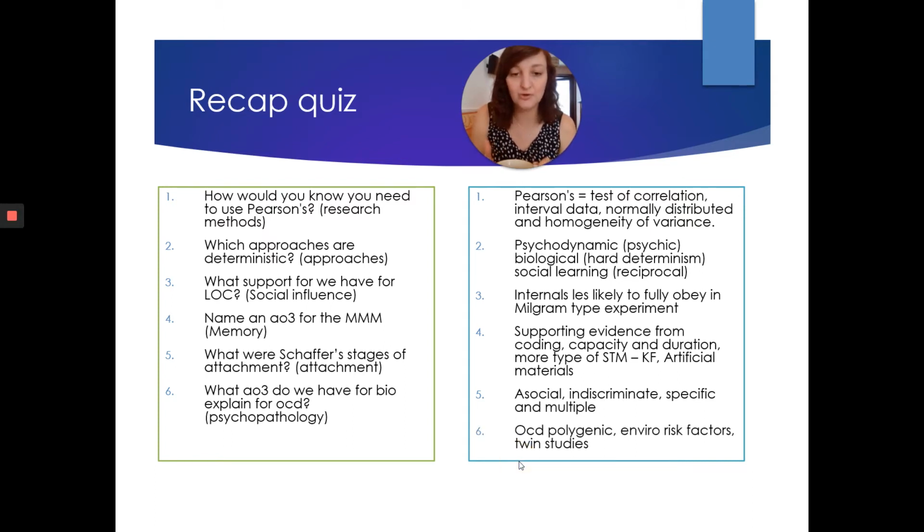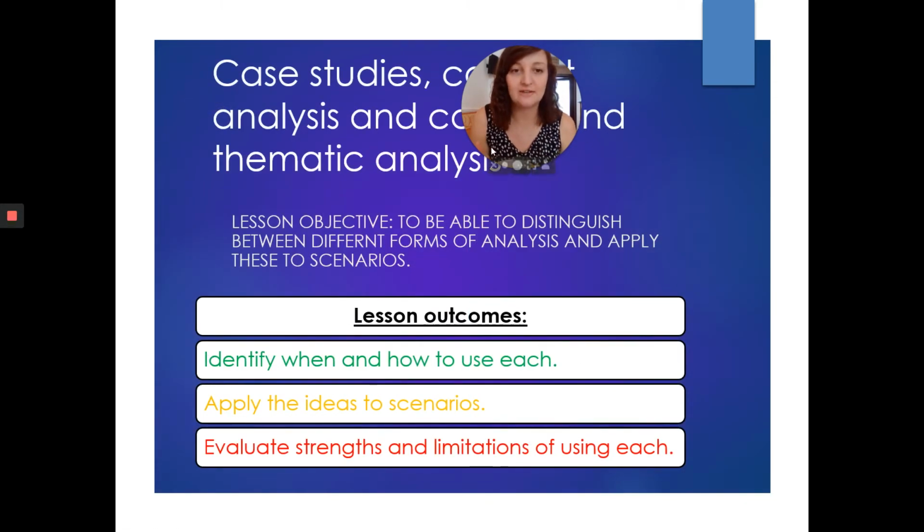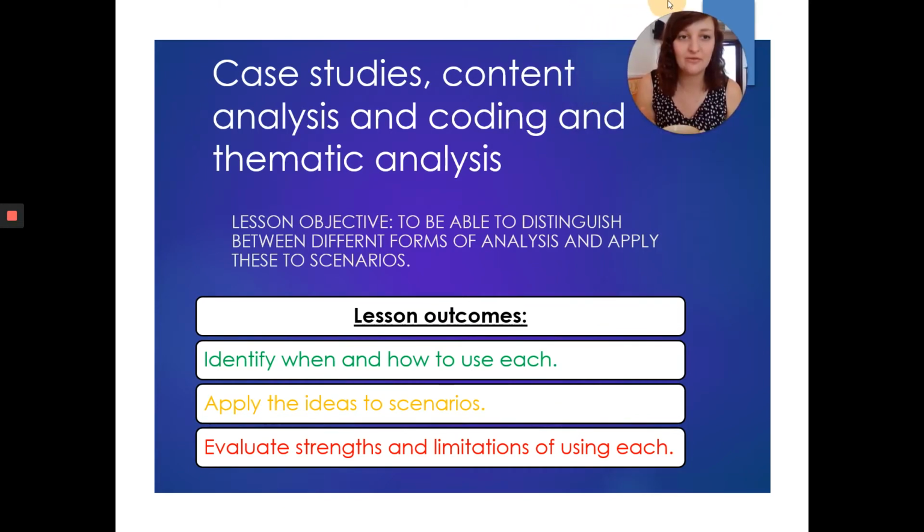And then for our biological explanations of OCD, OCD is polygenic, about 230 genes associated with it. We've got environmental risk factors when we look at twin studies. So how can you be sure that one's causing the other? And yeah, lovely. So today then, we will do case studies, content analysis, and coding.